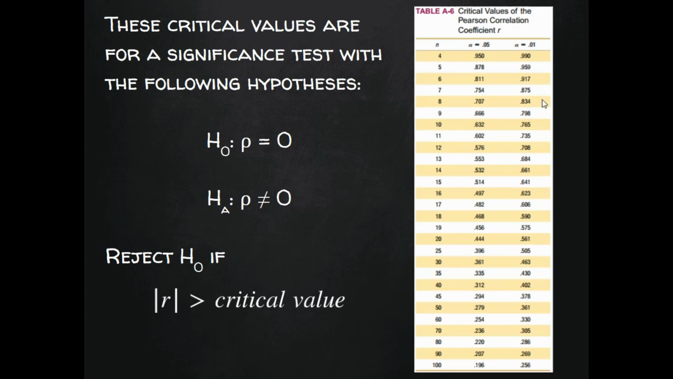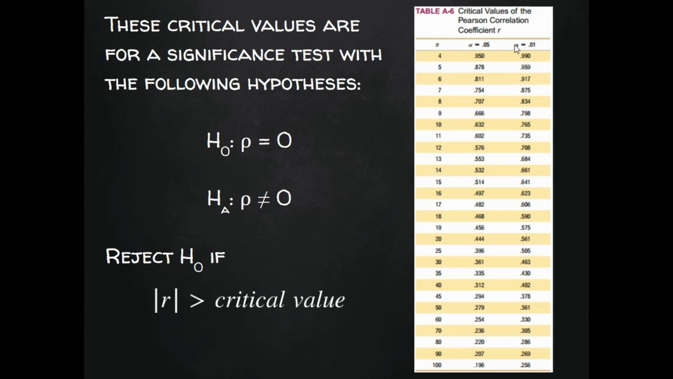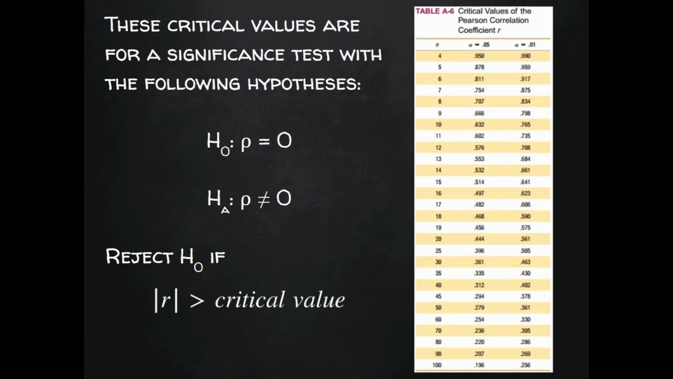What they're going to do for part of this section is they're going to give you this list of values in a table. You can see here we have n, which is the sample size. We have a column that's for a significance level of 5%, and then another column for the significance level of 1%. Both of these two columns contain critical values that we will compare to R. If the absolute value of our correlation coefficient is greater than the critical value given in the table, then we're going to reject the null hypothesis. If it is less than it, we're going to fail to reject.